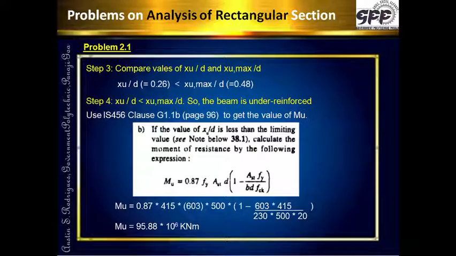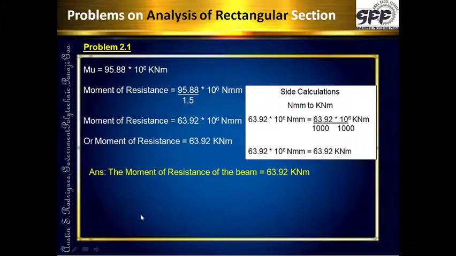There is an error over here. It is Newton mm. 95.88 into 10 raised to 6 Newton mm. The value is Newton mm because all the values taken over here are in Newton and mm itself. So this answer is 95.88 into 10 raised to 6 Newton mm. Okay, that much is the ultimate moment it can resist.